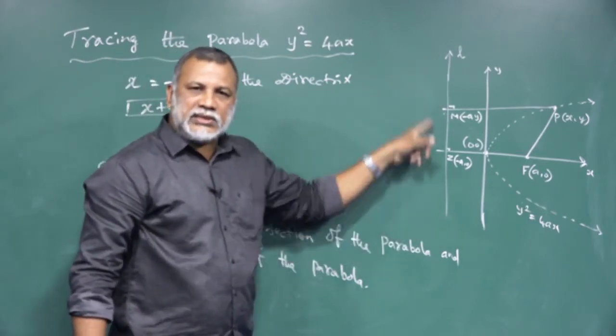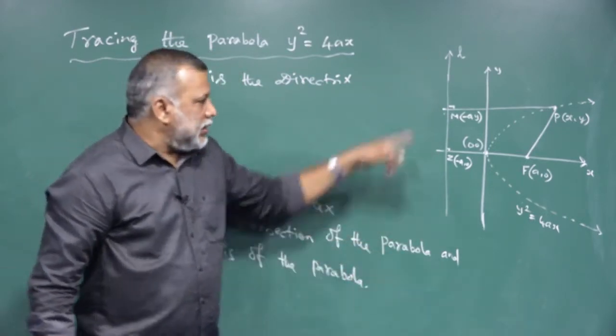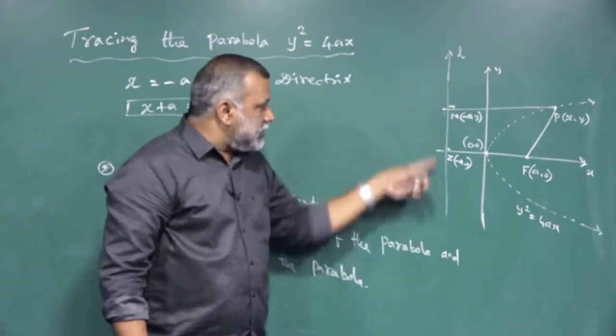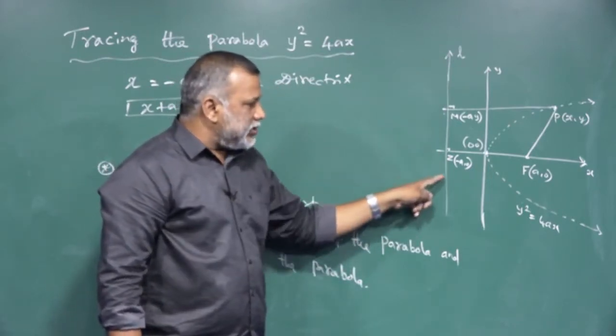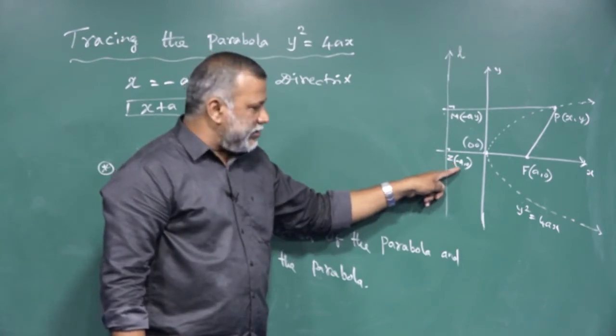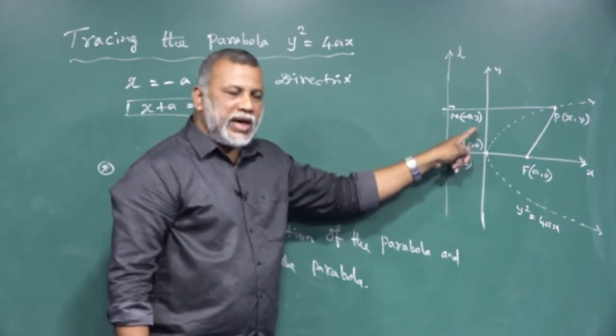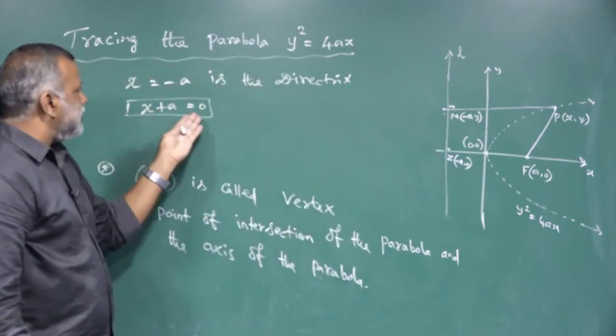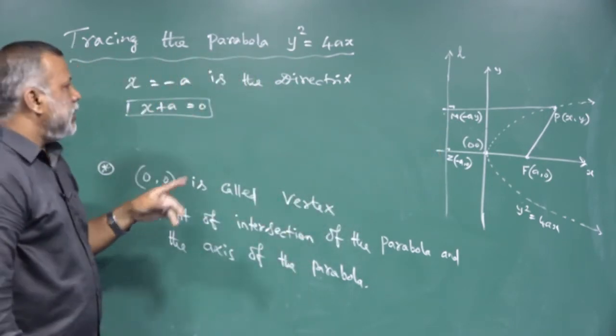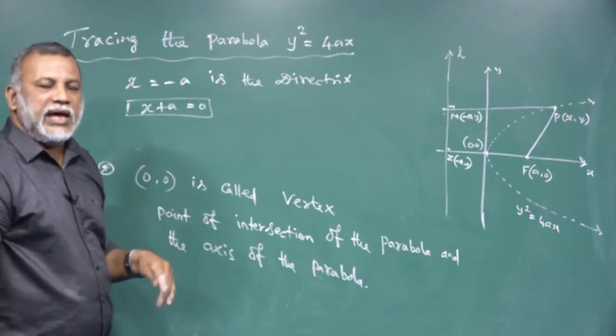Initially we were saying this line is called the fixed line. The name is directrix. Its equation is x equal to minus a, because this line passes through the point minus a, 0 and is parallel to the y-axis. We can say x plus a equal to 0 is the equation of the directrix.